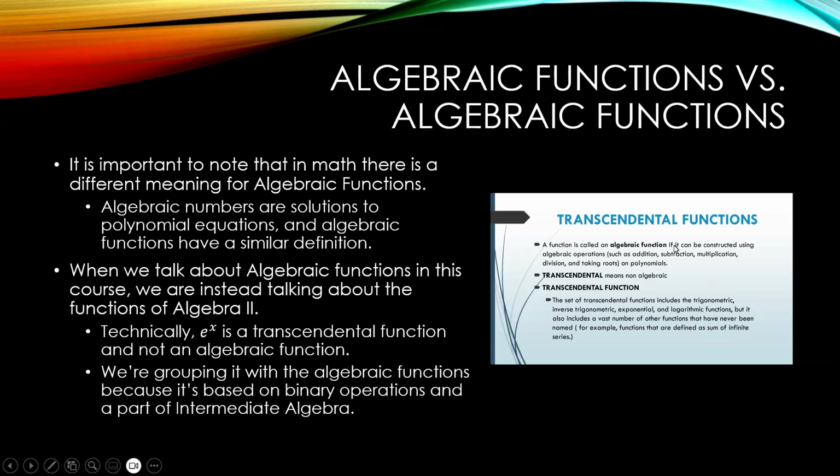A function is called an algebraic function if it can be constructed using algebraic operations, such as addition, subtraction, multiplication, division, or taking roots on polynomials. We can't do that with e to the x. We would need an infinite number of terms, and that causes problems. So for us, we're going to group e to the x in with all of our other algebraic functions because it's introduced in algebra.